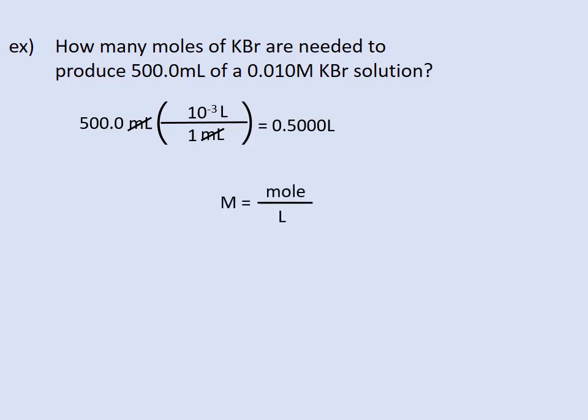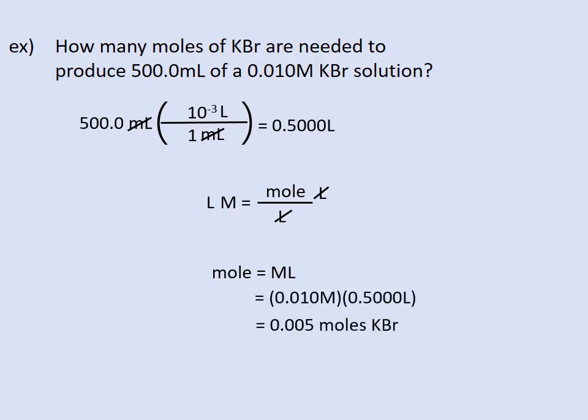Now molarity equals moles over liters. I'm looking for moles. To get moles by itself, I multiply both sides by liters. So the liters on the right side will factor out. So I wind up with moles equals molarity multiplied by liters. I'll sub my values in, run it through my calculator, and that's it.